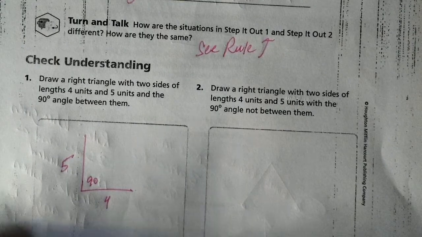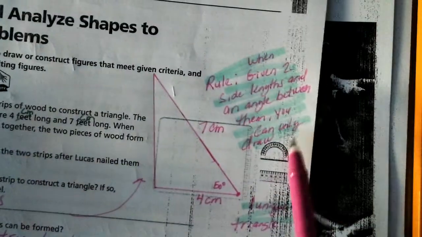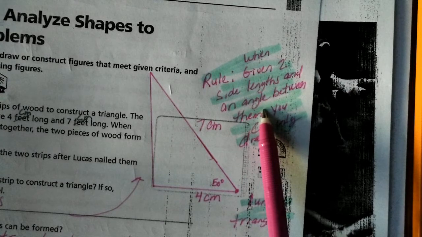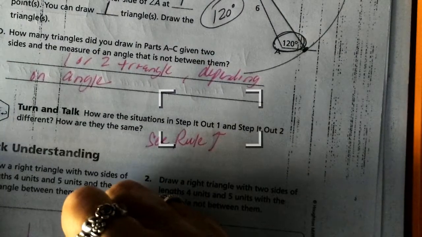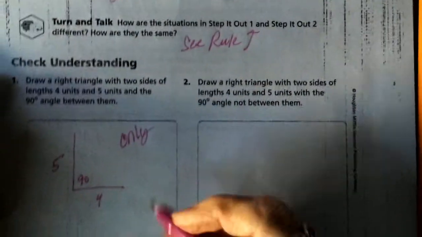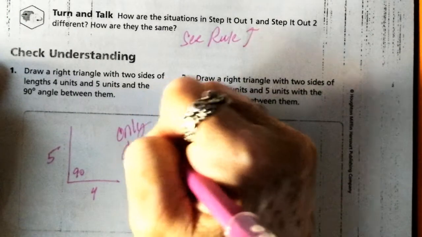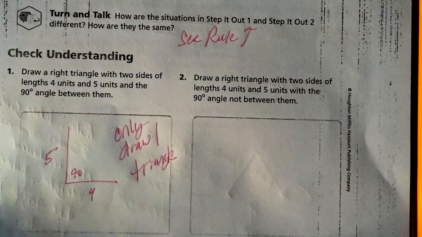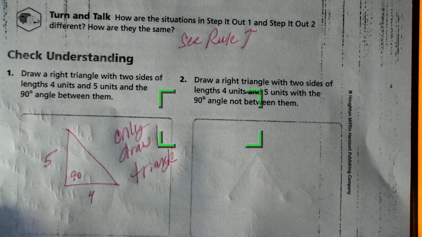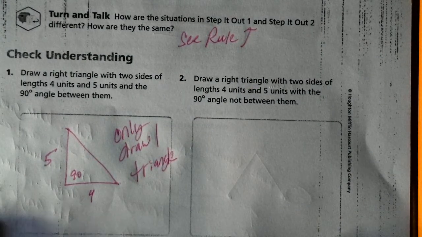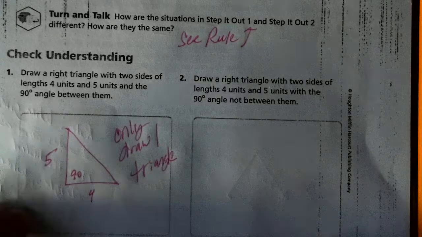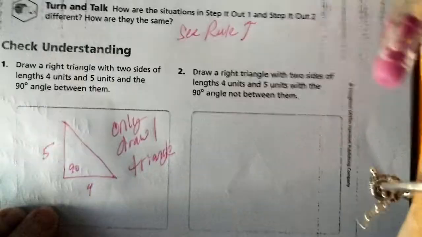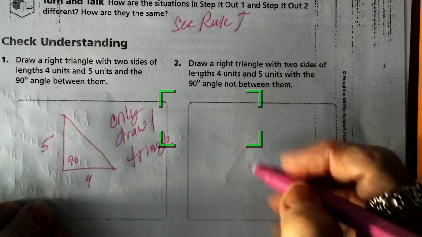So we know, you're going to go back to that first rule, that if we are given 2 side lengths and the angle is between them, I can only draw one triangle. So only draw one triangle. Okay, and it would look something like this. So number 2 says draw a right triangle with 2 sides 4 and 5 with the 90-degree angle not between them. So that was the second rule.